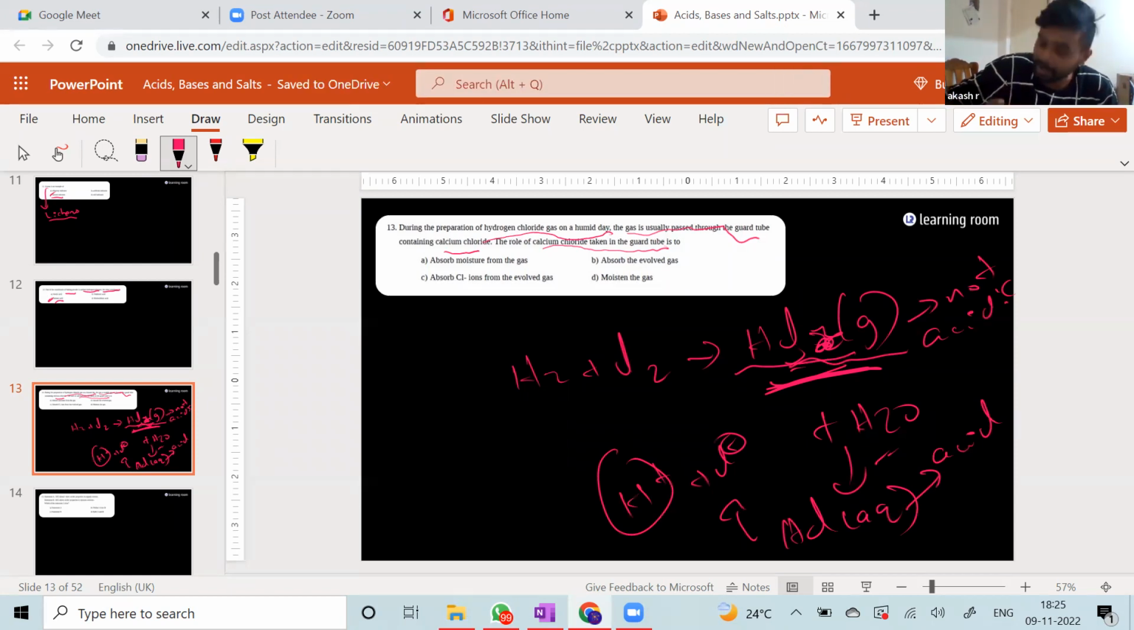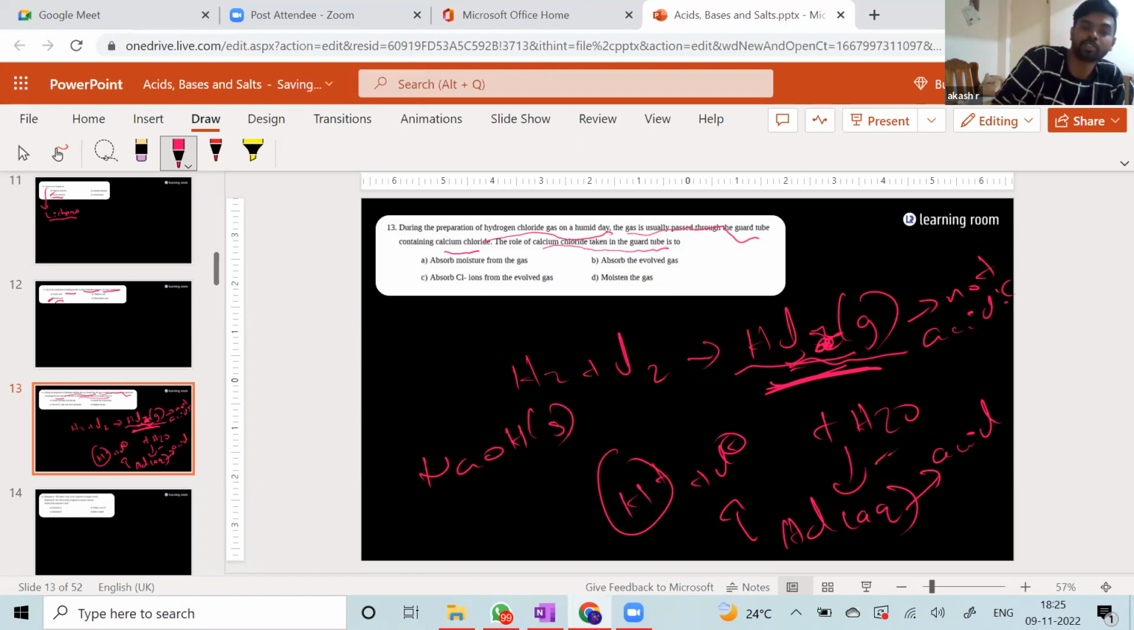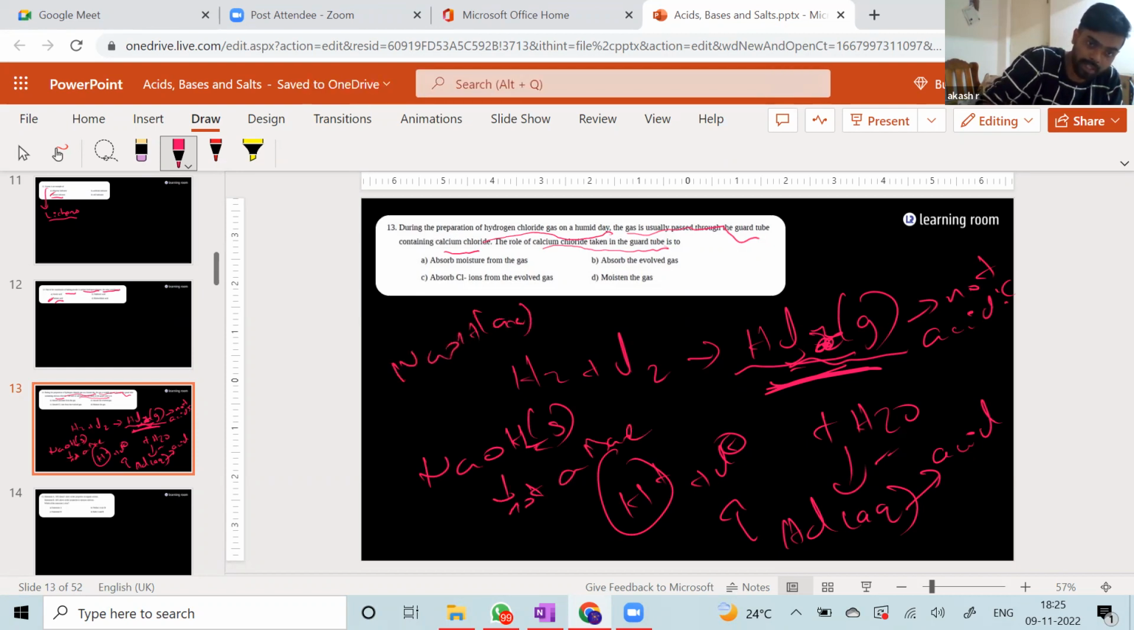You should not say that anything which gives me H+ is an acid. No, that is a very wrong statement. Anything which, when dissolved in water, gives me H+, those kinds of things are called acids. Same goes with your base. Anything which gives me OH- is not a base. Only if you dissolve it in water, then you get OH-. Those are your bases. So NaOH in solid form is not going to give you any OH-. This is not a base. Whereas if I write NaOH aqueous solution, that means it is dissolved in water, then that can give me OH-. So this can be called a base.